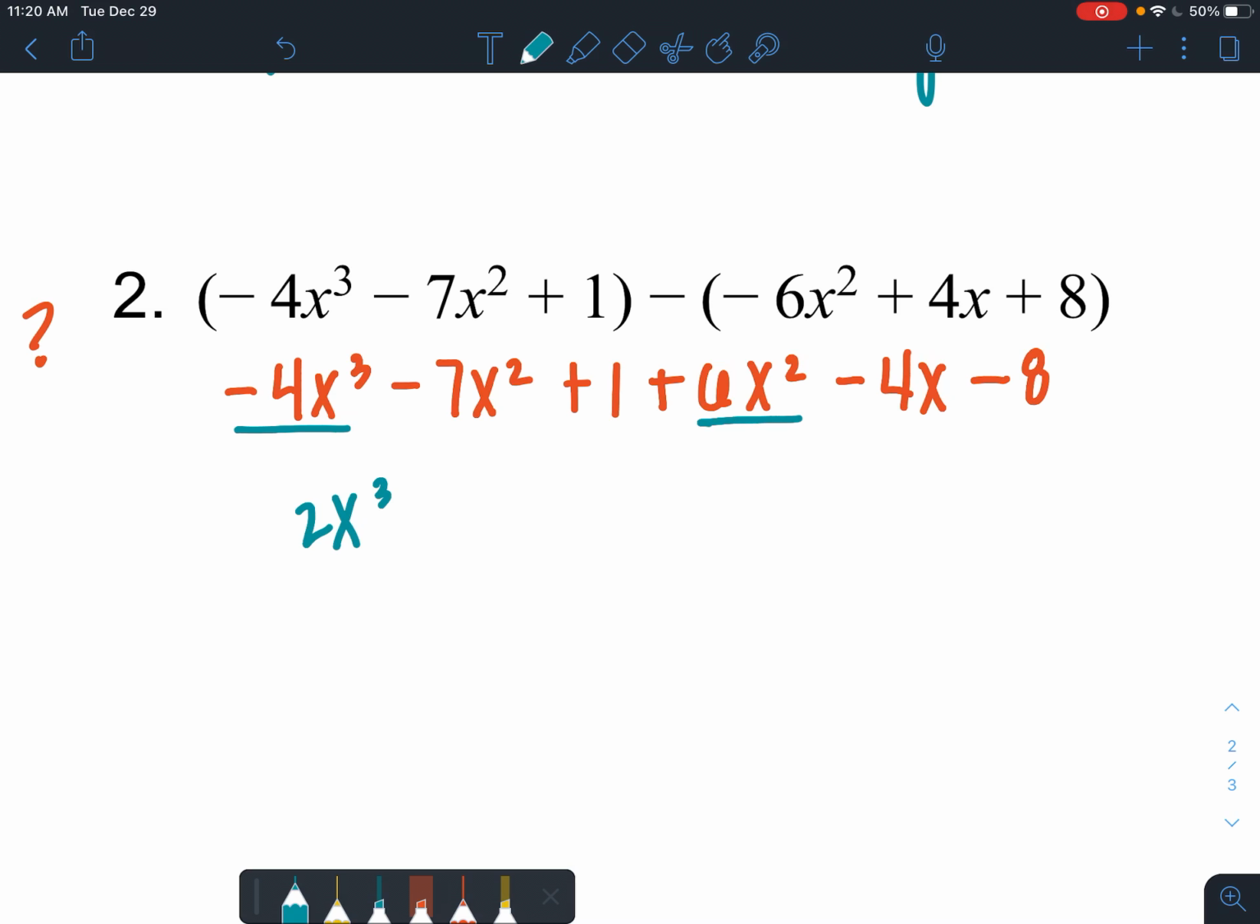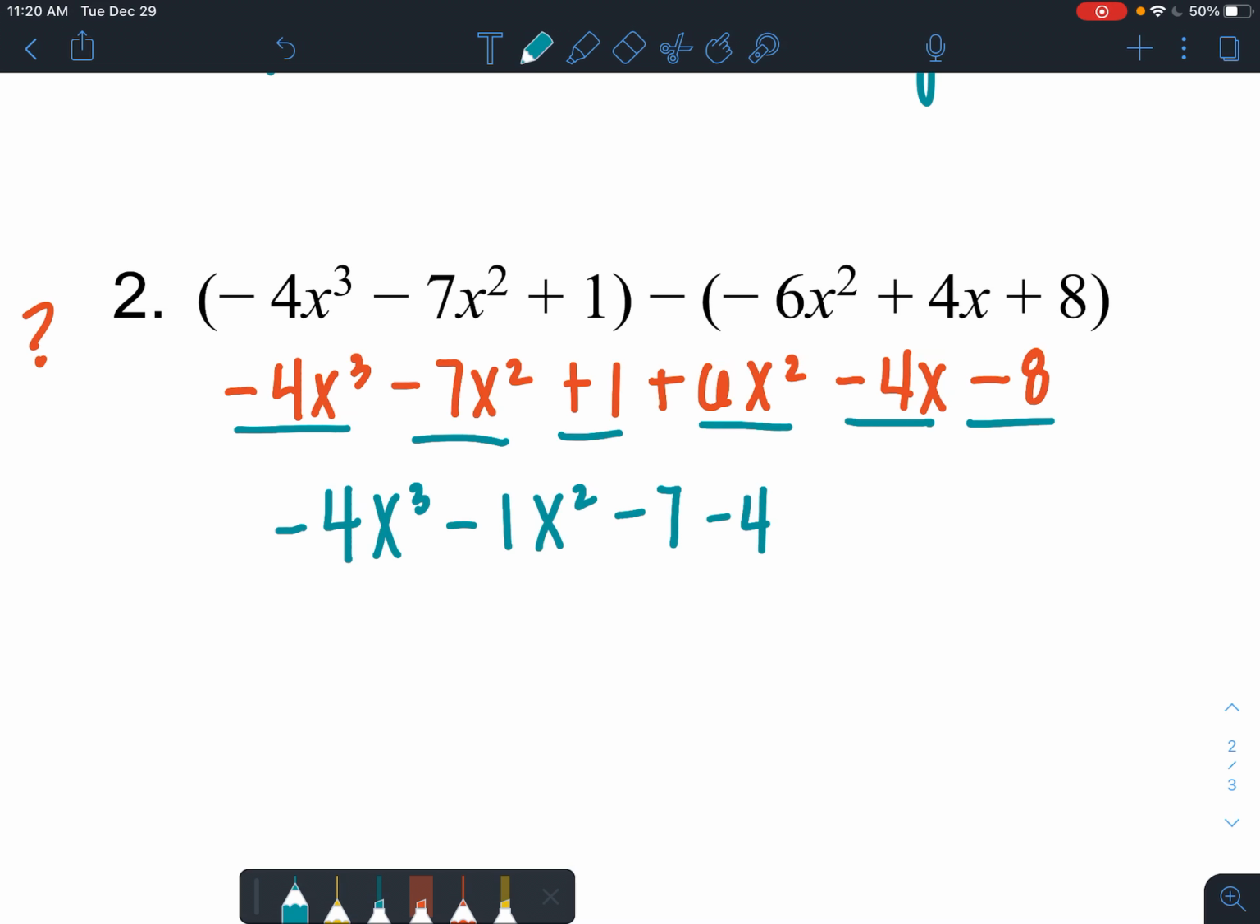Oh wait, you know what? I made a mistake because this third doesn't go with anything because there's no other thirds in here. It's just negative 4x to the third. Then this negative 7x squared and this 6x squared go together and we get negative 1x squared. This 1 goes with this negative 8, so I get negative 7. And then finally, I have my negative 4x. Then we want to put it in standard form, negative 4x to the third minus x squared minus 4x minus 7.